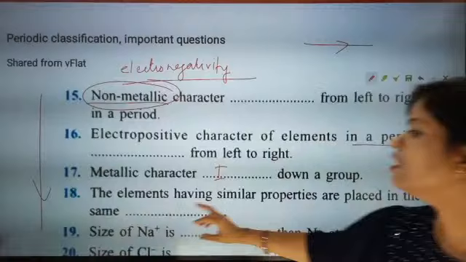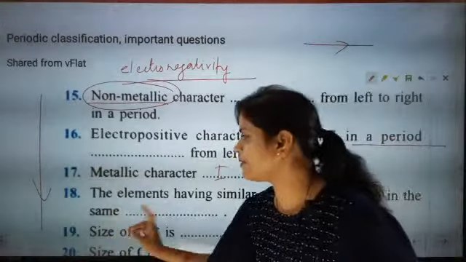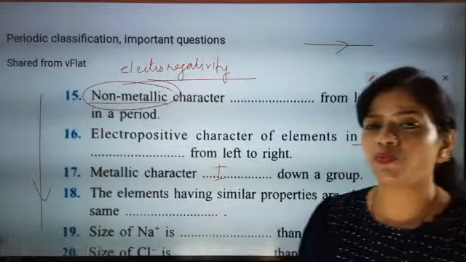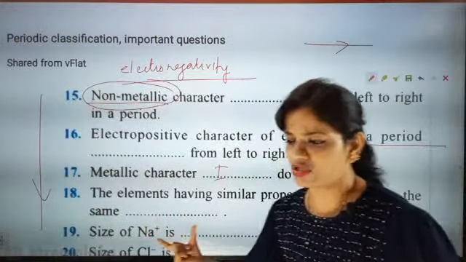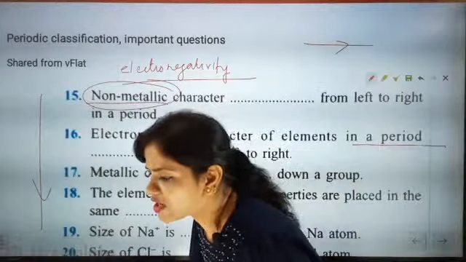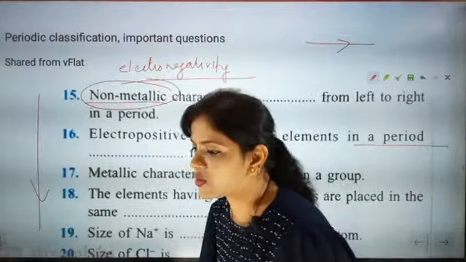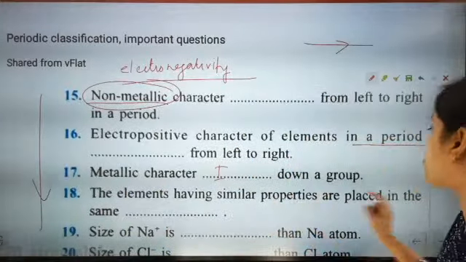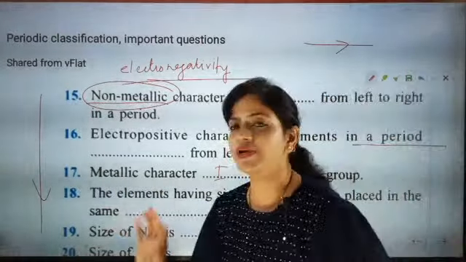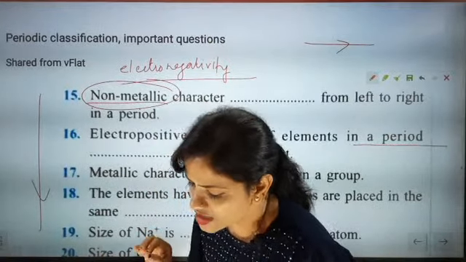Next question: the elements having similar properties are placed in the same dash. This is a very important point. In the videos you will come to know, again and again I have discussed this. Question number 18. Let's see what answer you are going to give. Keep on answering the questions, beta. What will be the answer here? The elements having similar properties are placed in the same dash. What should be the answer?